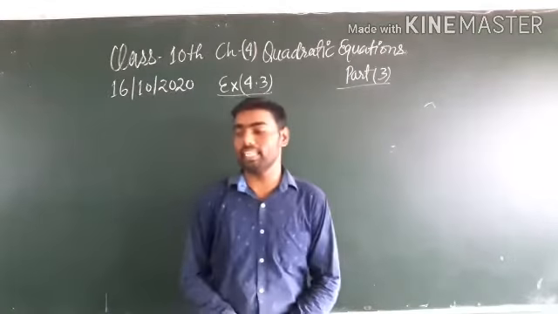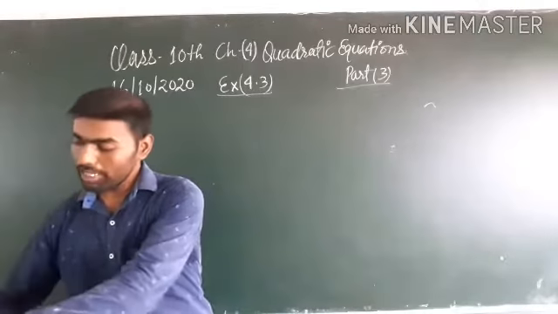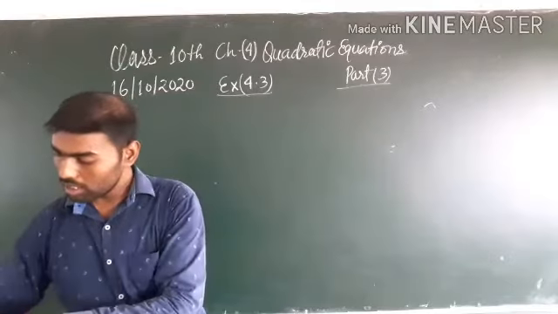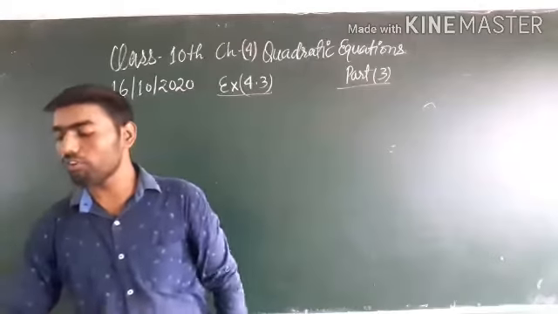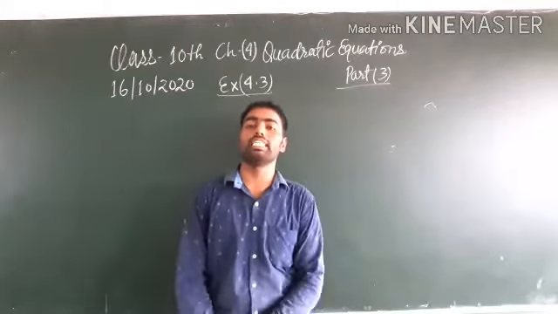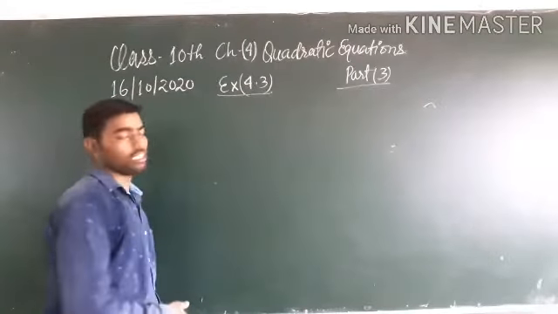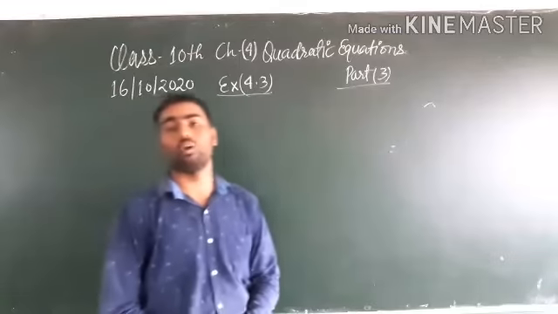This year, the second method, completing the square, is reduced in the syllabus. So we will discuss completing the square.